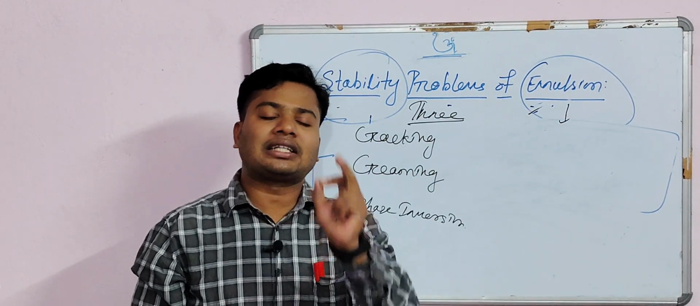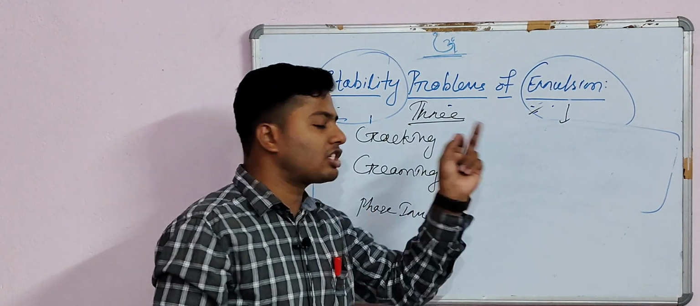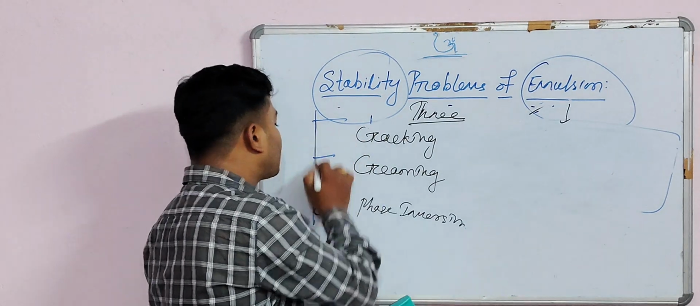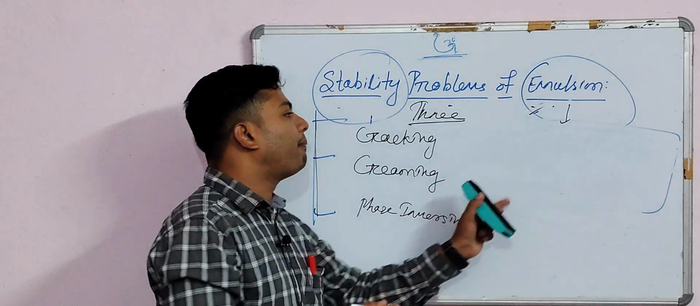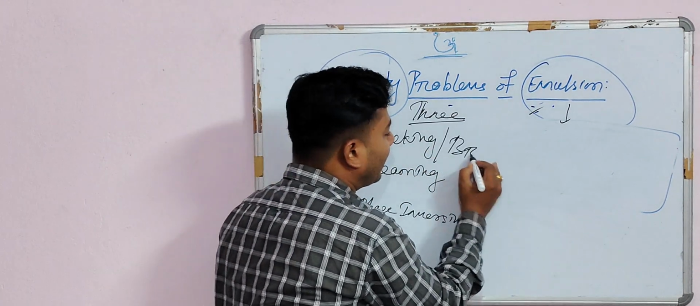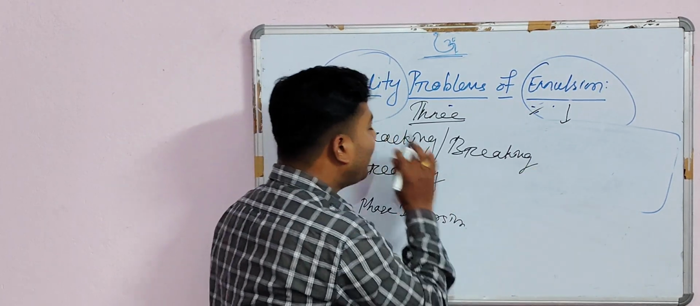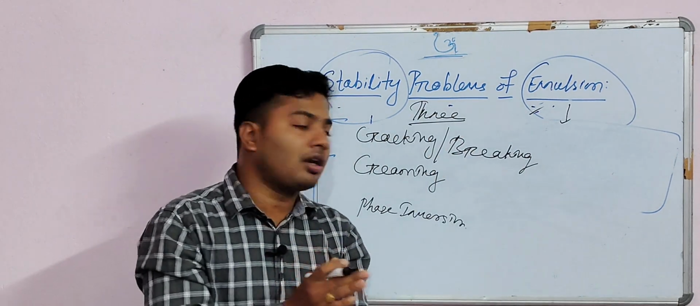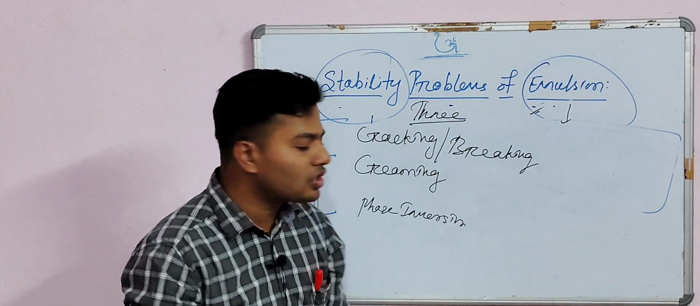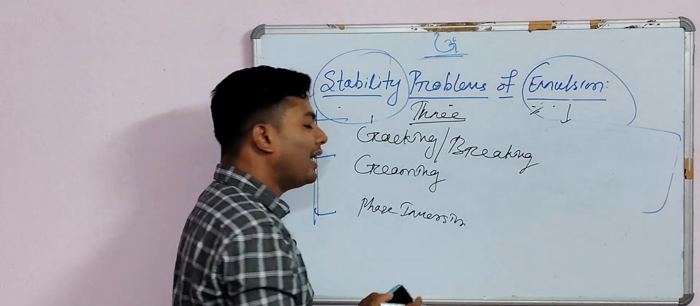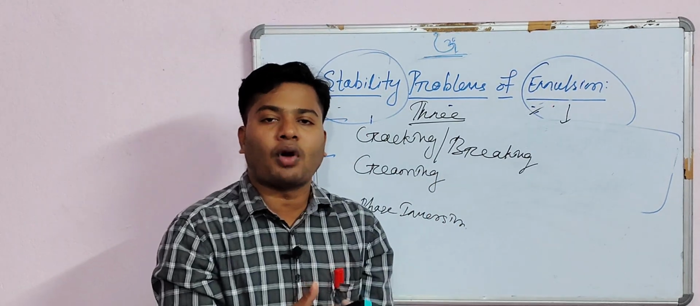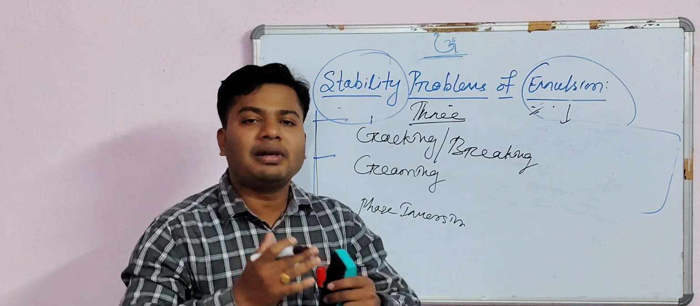So my dear students, during the preparation and during the storage condition, what changes usually occur? That's why you can say that is the instability of emulsion. So there are three types of changes visible. The first one is cracking, or you can say breaking. If the emulsion cracks, it leads to instability of the emulsion. If the emulsion has creaming, it leads to instability. If phase inversion is produced, it leads to instability of an emulsion.